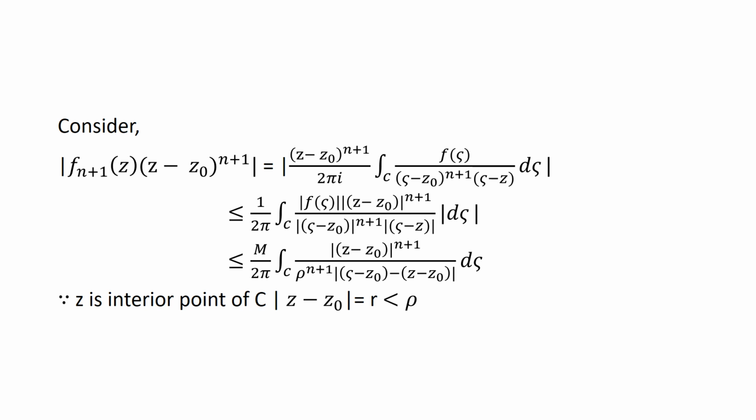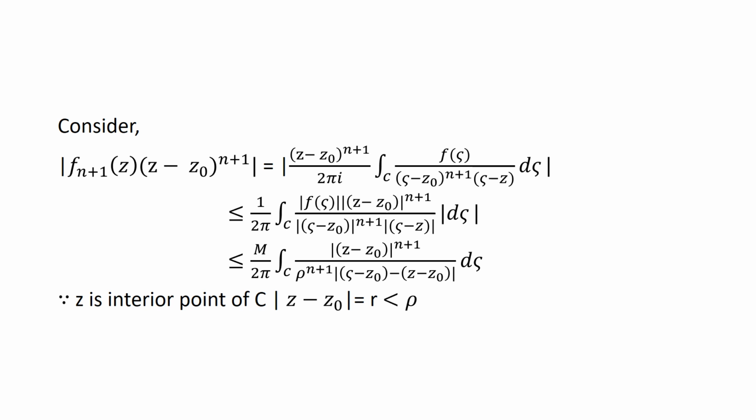That's less than or equal to, taking the modulus inside the integral, 1 by 2 pi integral over c of the modulus of f of zeta, modulus of (z minus z naught) power n plus 1, divided by the modulus of (zeta minus z naught) power n plus 1 into the modulus of (zeta minus z) into the modulus of d zeta. Now the modulus of f of zeta is less than or equal to m, so we get m divided by 2 pi integral over c of the modulus of (z minus z naught) power n plus 1 divided by the modulus of (zeta minus z naught), which is rho, so rho power n plus 1.